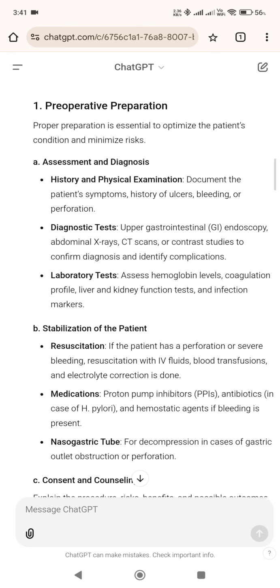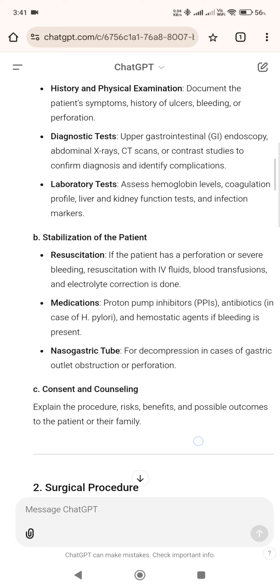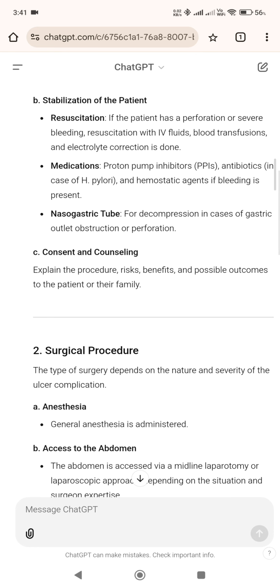B. Stabilization of the patient. Resuscitation: if the patient has a perforation or severe bleeding, resuscitation with IV fluids, blood transfusions, and electrolyte correction is done. Medications: proton pump inhibitors (PPIs), antibiotics in case of H. pylori, and hemostatic agents if bleeding is present. Nasogastric tube for decompression in cases of gastric outlet obstruction or perforation. C. Consent and counseling. Explain the procedure, risks, benefits, and possible outcomes to the patient or their family.